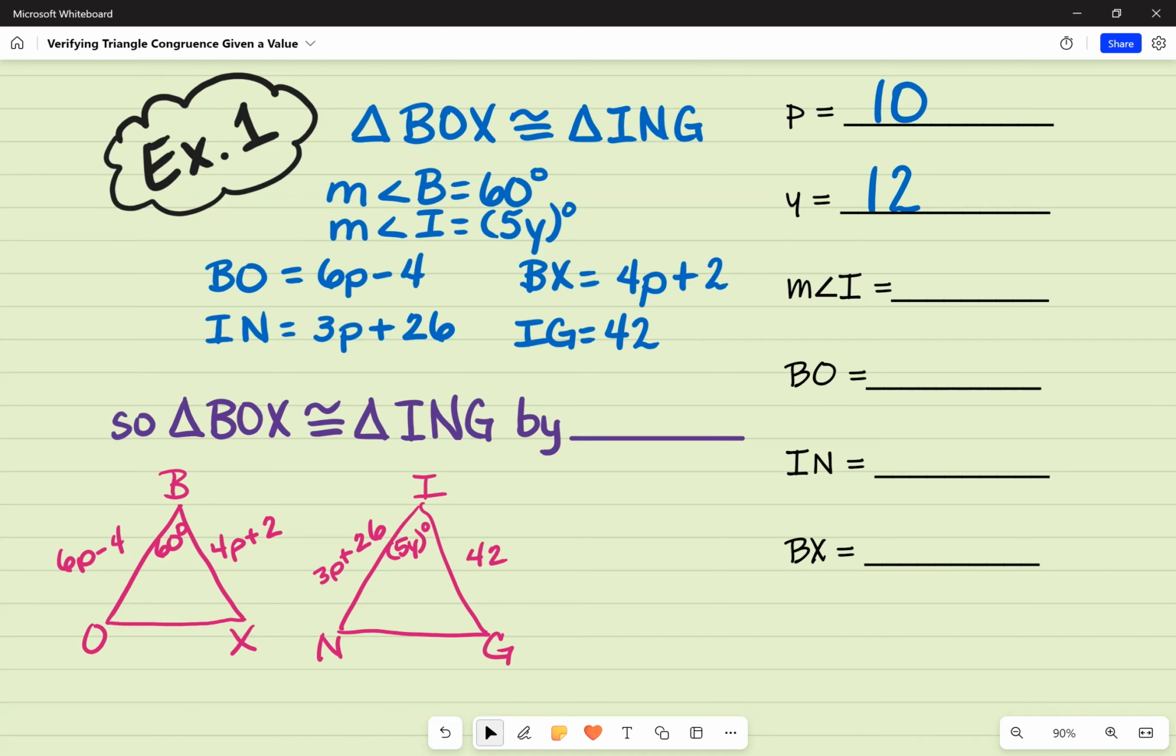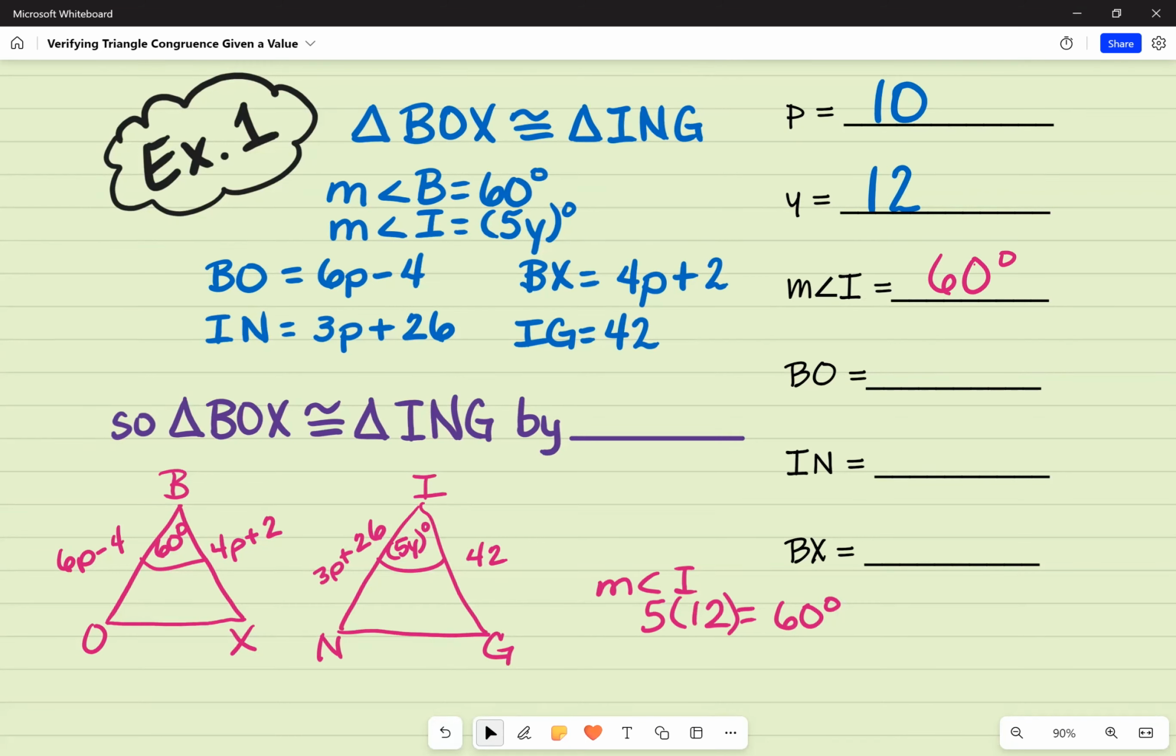So I'm going to go ahead and notate that. Now let's solve for the information that's shown to the right. For the measure of angle I, I have 5y. I'm given that y is 12, so 5 times 12 is 60 degrees. The measure of angle I is congruent to the measure of angle B. That's good, they're both in the first position in my congruency statement. The measure of an angle is measured in degrees.